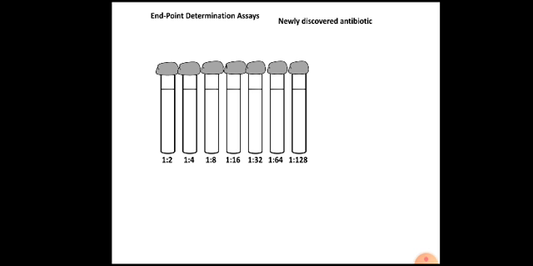The first tube is 1:2, which is double diluted. Again there is a double dilution, 1:4, and so on and so forth. The last tube is showing 1:128. This means that the first tube has the highest concentration of antibiotic and the last tube has the lowest concentration of antibiotic. That means the first tube is least diluted and the last tube is the most highly diluted.